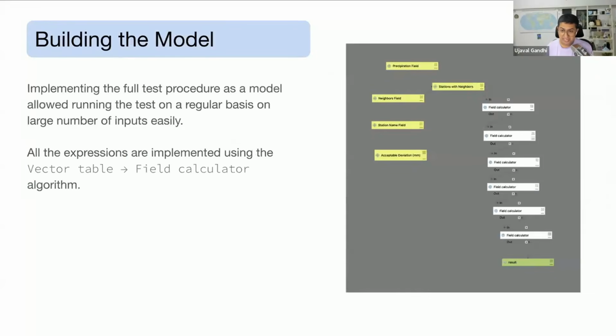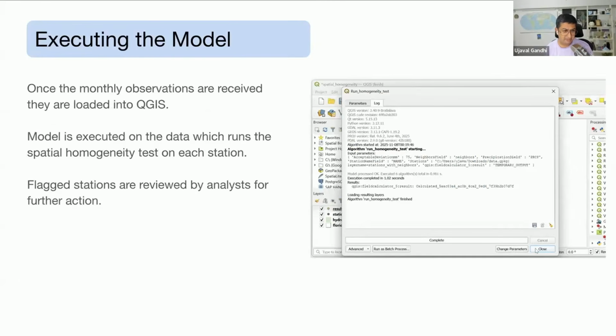Once we implemented this, it was all just expressions, but they were implemented as expressions that you can run through the field calculator. So at each step you create a new layer, adding a new field based on each neighbor, compute the distance, compute the standard deviation, compute the rainfall at each of those, get the inverse distance weighted rainfall, and finally compare and flag the stations. So each of those steps was implemented as a field calculator algorithm in the model builder. And when you have it, this is what the final model looks like.